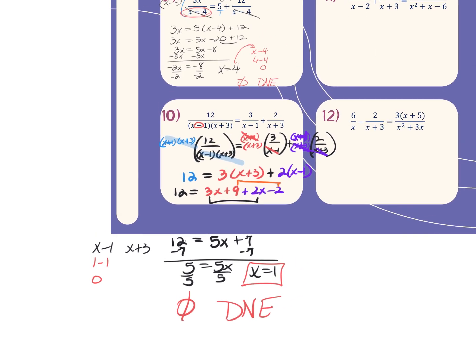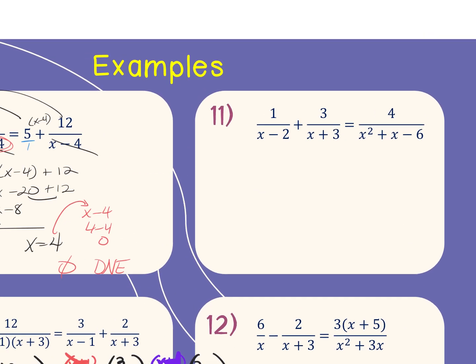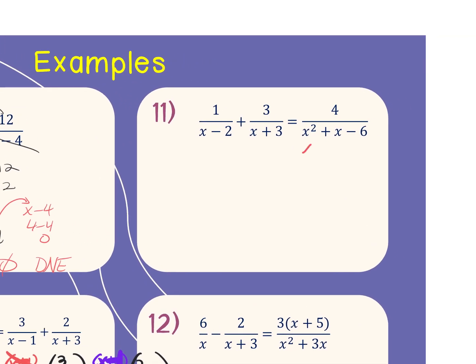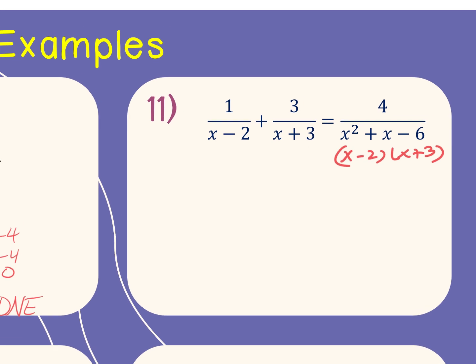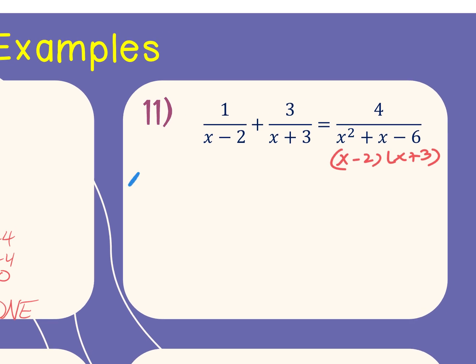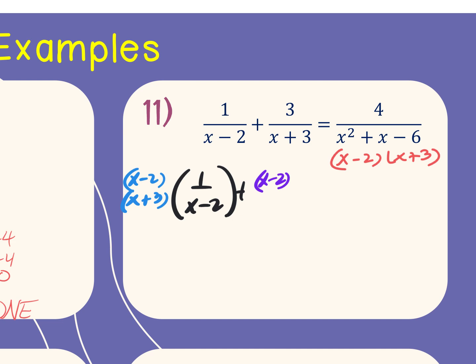So number 11, okay, so here I got to factor it. So this will factor into x minus 2, x plus 3. All right, so here, I'm going to write it next to each one. So the first one, x minus 2, x plus 3, next to the first fraction. Then the next one, I'll write it here, x minus 2, x plus 3 times the 3 over x plus 3.